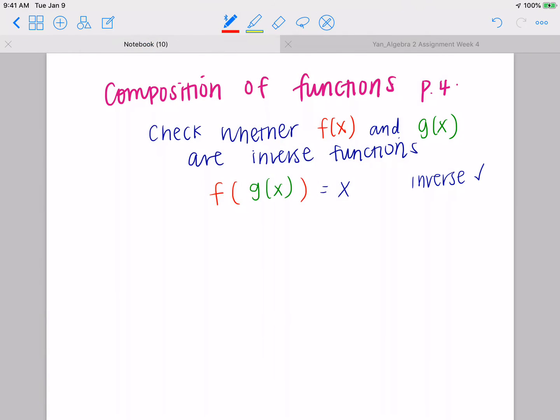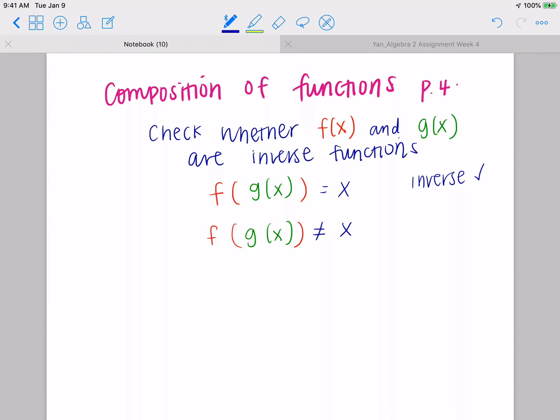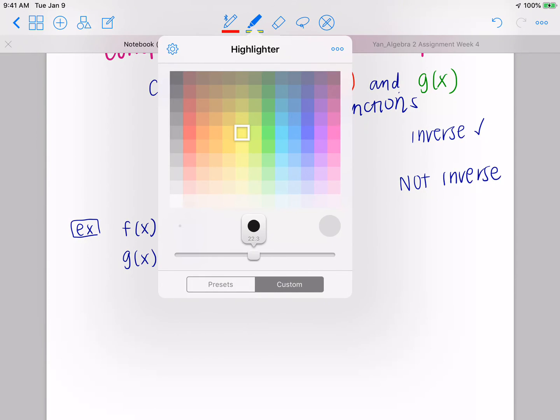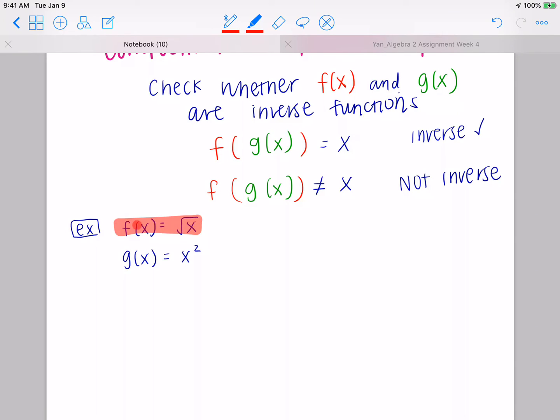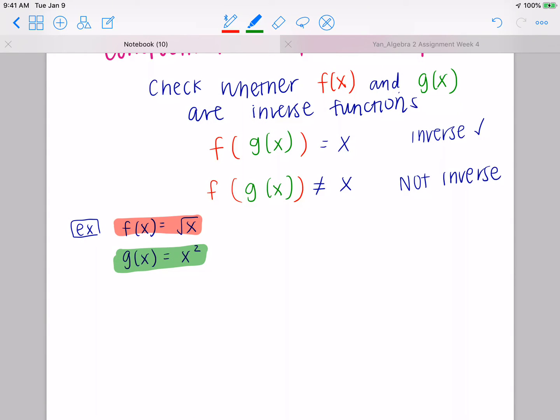Okay, but whenever you put your g function into your f function, and this doesn't equal x, that means they're not inverse. I'll show you some examples that are inverse and that are not inverse. So, example, if I say f of x equals square root of x, and g of x equals x squared. Let me actually highlight these. So this is my f function, and this is my g function.